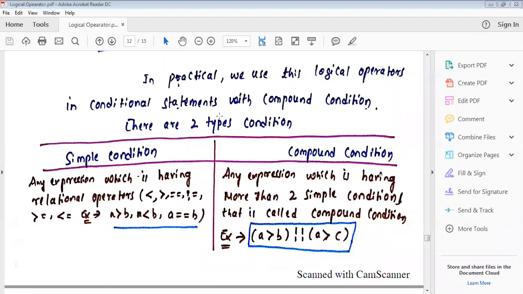In practical, we use these logical operators in conditional statements with a compound condition. So there are 2 types of condition. First, what do you mean by compound condition? There are 2 types of condition. One is a simple condition and another is a compound condition.